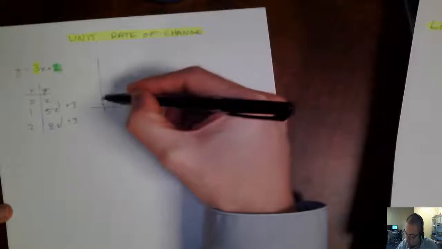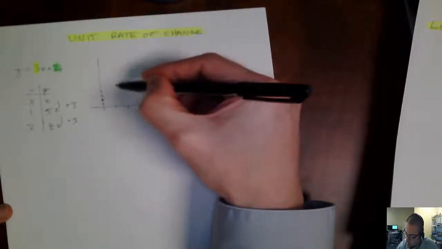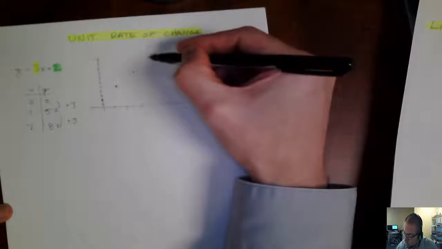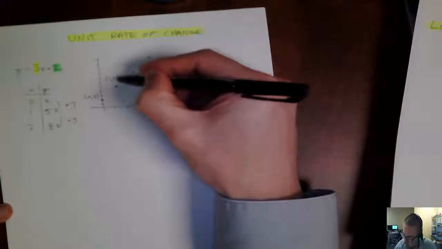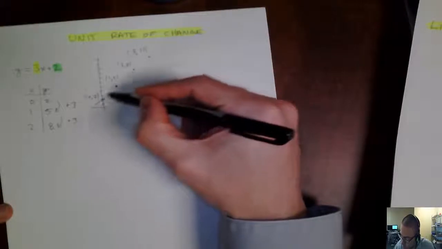So it's starting out at 2, and it's going to go up 1, 2, 3, and then it's going to go up 1, 2, 3, and then it's going to go up 1, 2, 3. So this point right here is 0, 2. This point is 1, 5, and then 2, 8, and then it'll be 3, 11. All right. So each time it's increasing by 3.